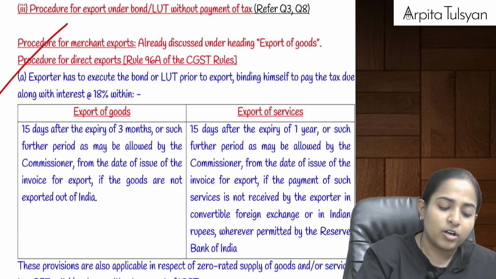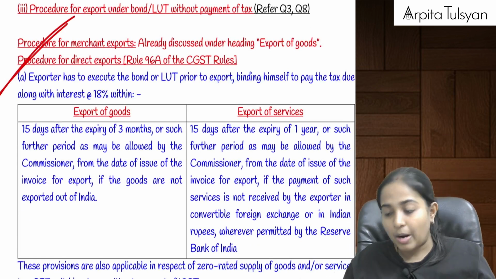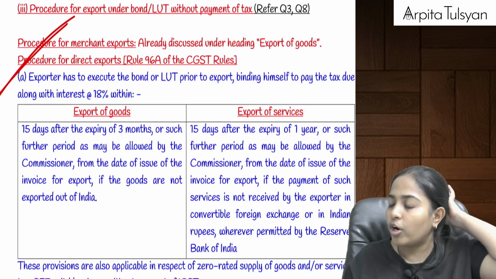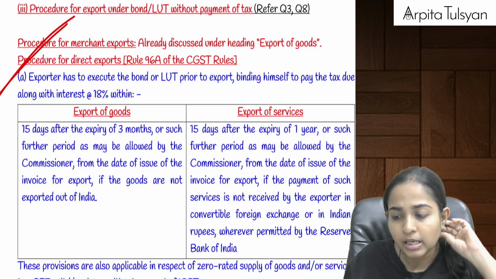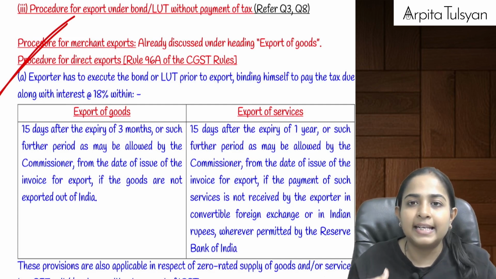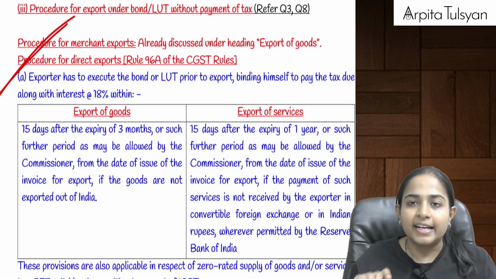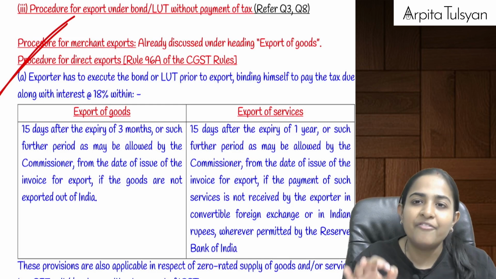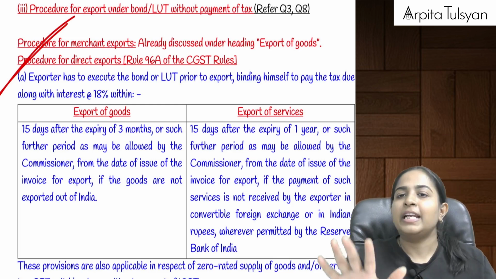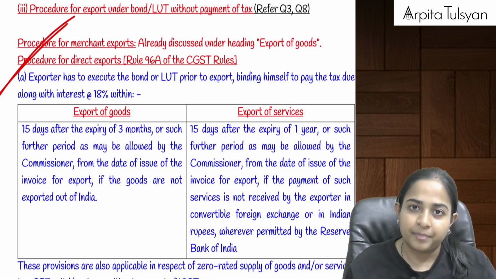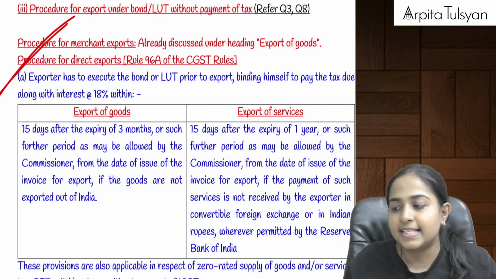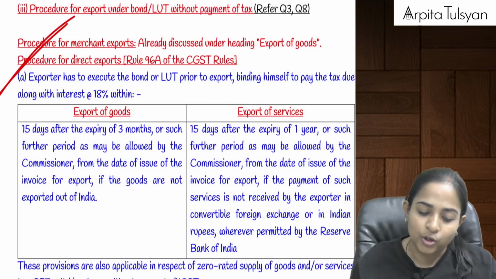Okay, now see what is the procedure for bond or LUT. How does bond or LUT operate? So bond or LUT is basically a guarantee, or an undertaking that you are giving to the government that if at all we default, don't worry, we will pay your tax on export, along with interest. This is an undertaking that we are giving to the government.